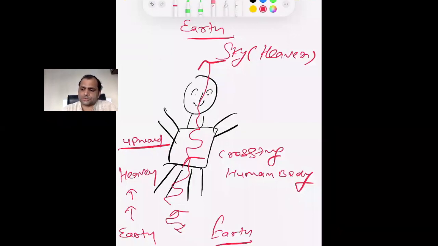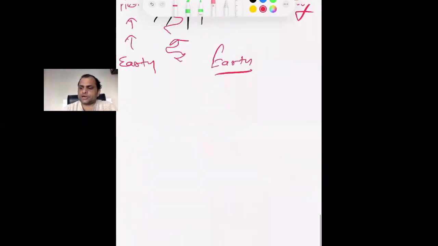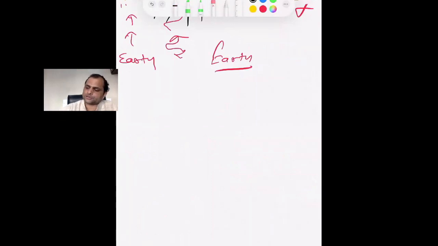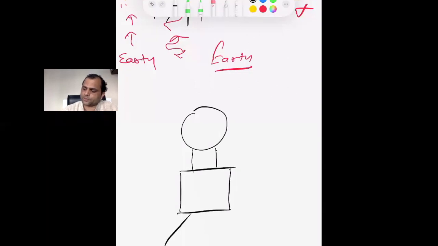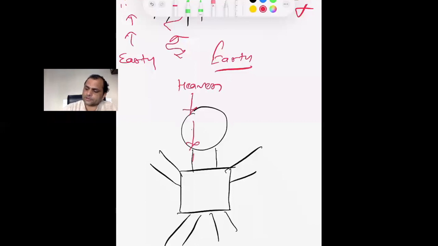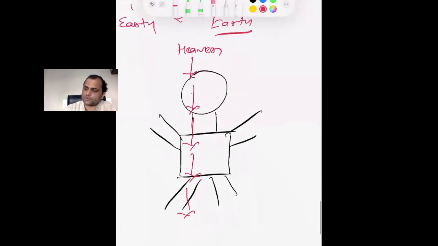In acupuncture, we have considered these two types of energy, which are continuously flowing in the human body. So if this is the human body, there are two types of energy flowing in it. One energy is coming from the sky or heaven, crossing the whole human body and finally going down into the earth. And the second type of energy is coming from the earth, entering the human body and finally merging in the heaven.